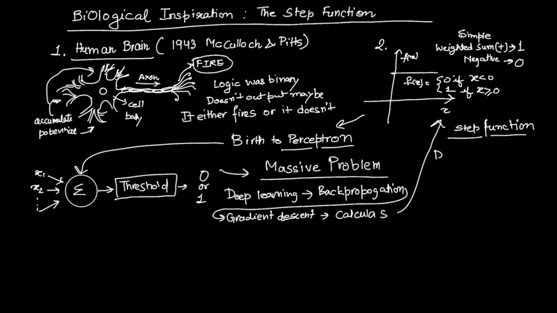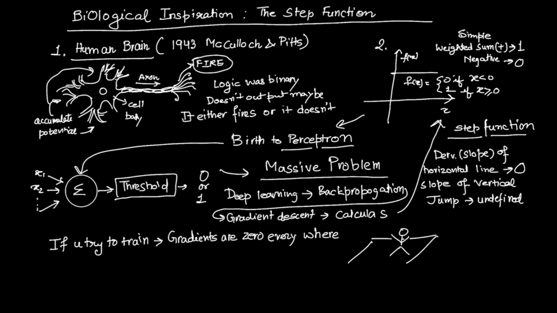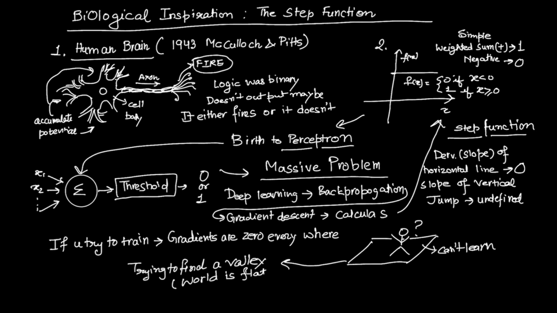Look at the step function on the screen. What is the derivative, or the slope, of a horizontal line? It's 0. What is the derivative at the vertical jump? It's undefined or infinite. So if you try to train a network using a step function, your gradients are essentially 0 everywhere. The network can't learn. It doesn't know which direction to move the weights because the slope is flat. It's like trying to find the bottom of a valley, but the entire world is a flat plateau. You have no information on where to go. We have nothing.